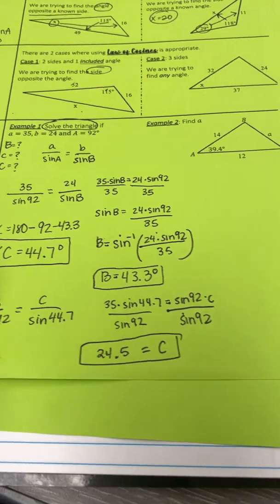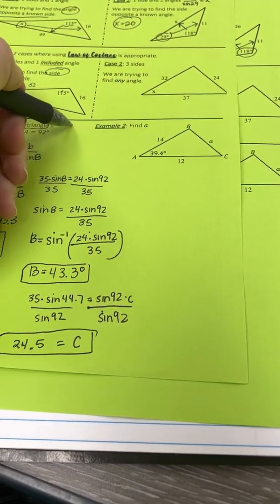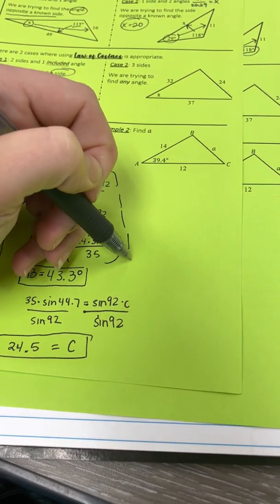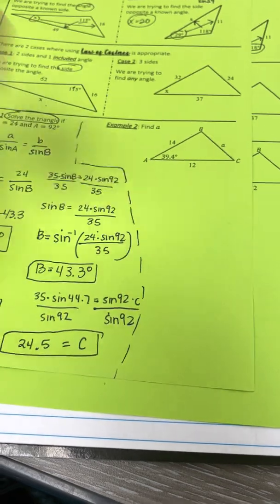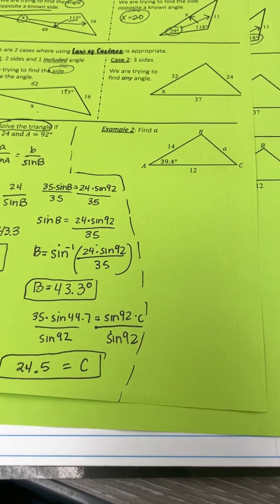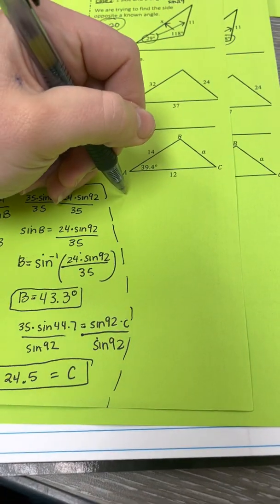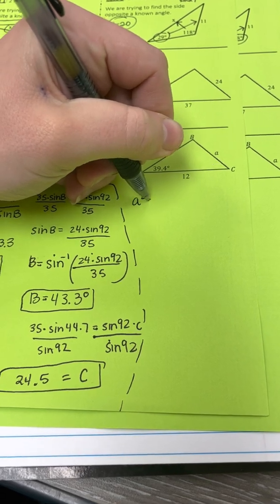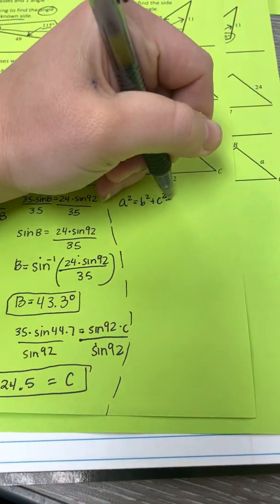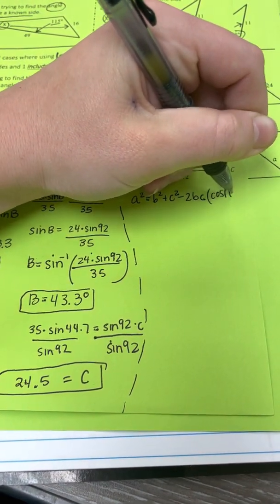Now we are going to go to example 2. It says just find A, but we're going to solve the triangle because we need the practice, and why not? All right, and we're going to be using law of cosines here. Since they want us to find A, we'll go ahead and just use the one that is a squared is equal to b squared plus c squared minus 2bc cosine of A.